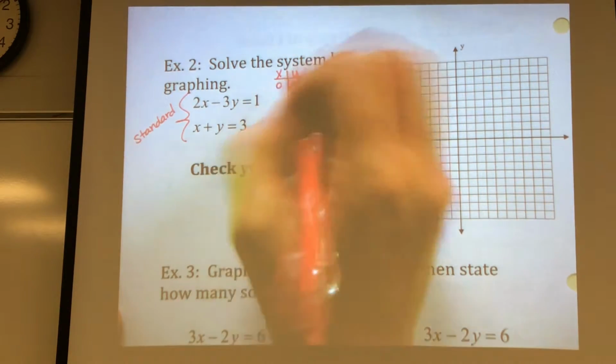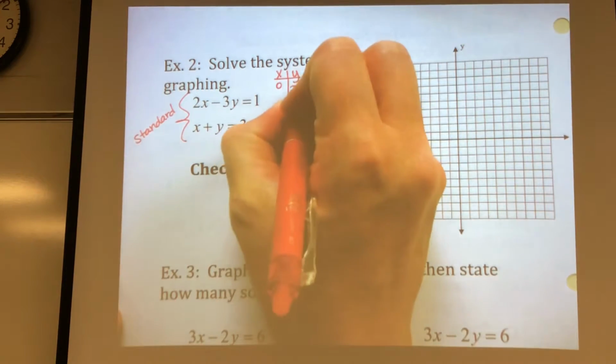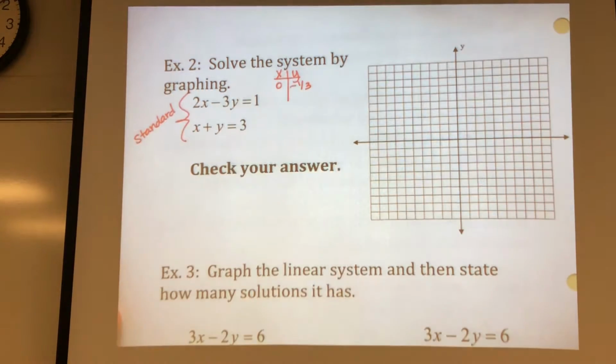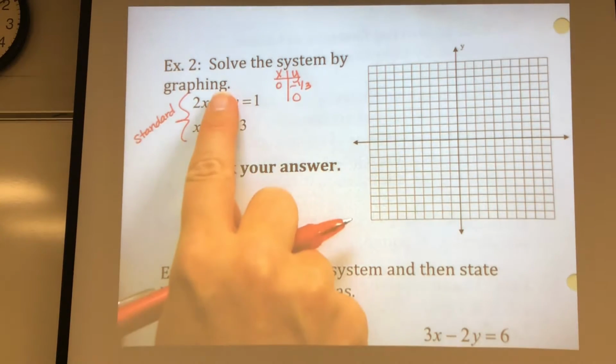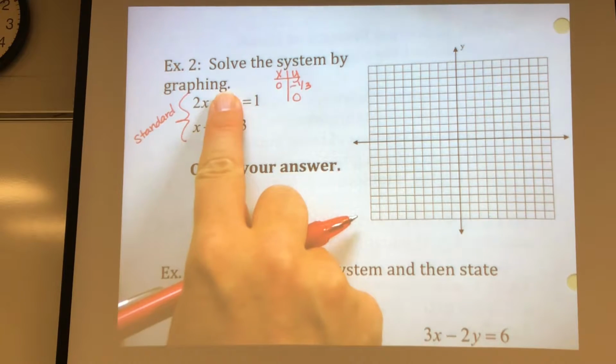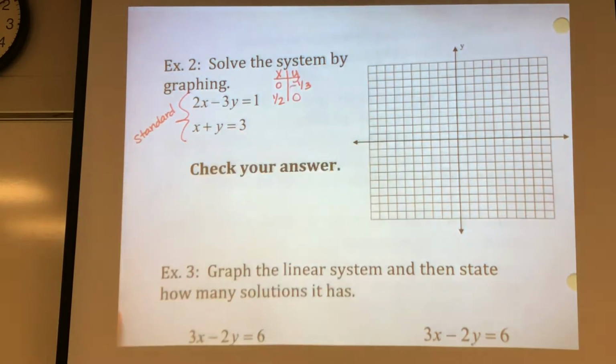So you substitute a 0 in for the x. That gives you negative 3y equals 1. Divide by negative 3. We find out that our y-intercept is negative 1/3. You can do the same thing for the y. Substitute a 0 in for the y. So that gives us 2x equals 1. Divide by 2. So our x-intercept is 1/2.